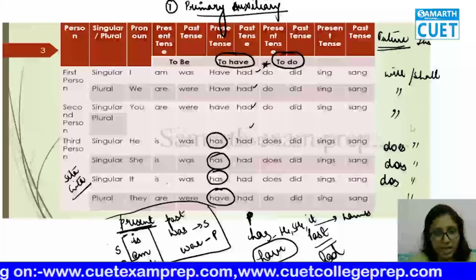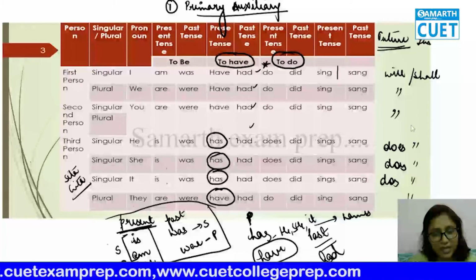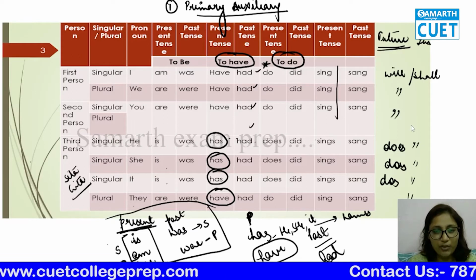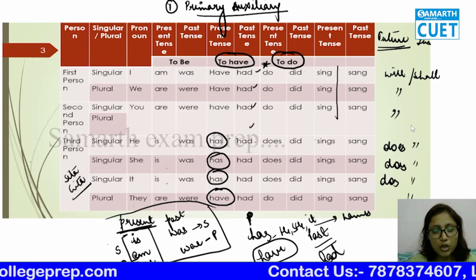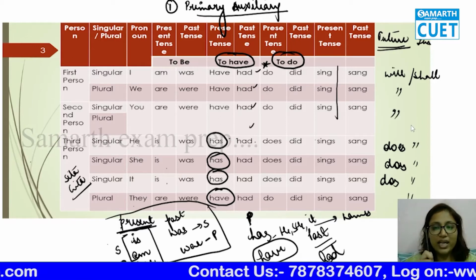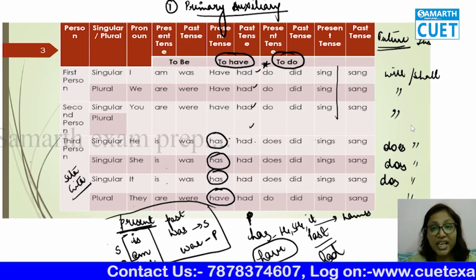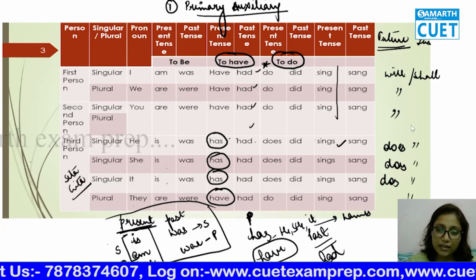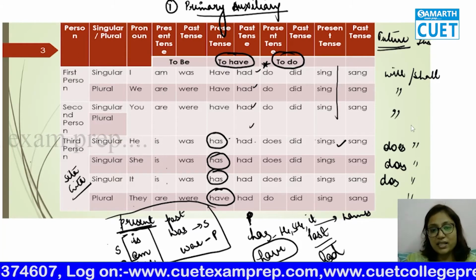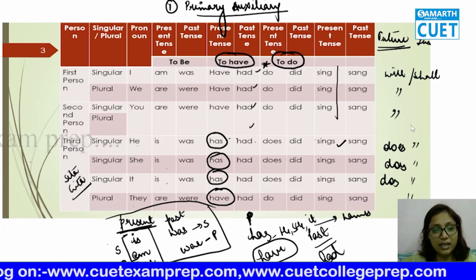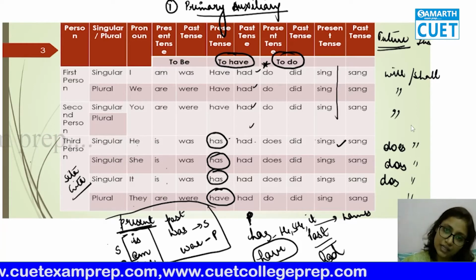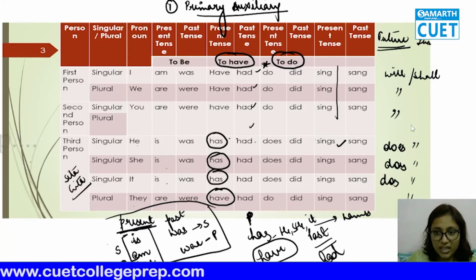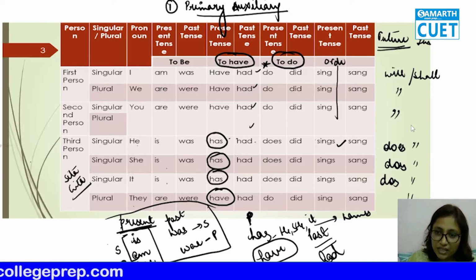So everything is going to use sing. Like with I we use sing, with we use sing. I sing, we sing, you sing, he sings. That means we'll add an s here. She sings. It sings. They again sing. Okay, so with ordinary verbs also we have this table.